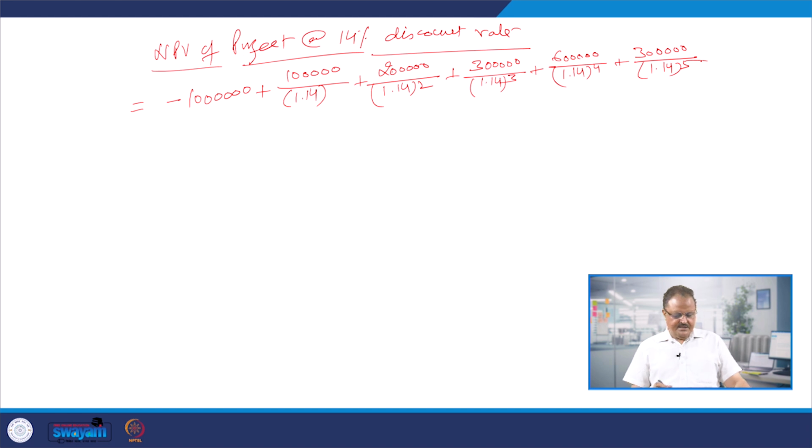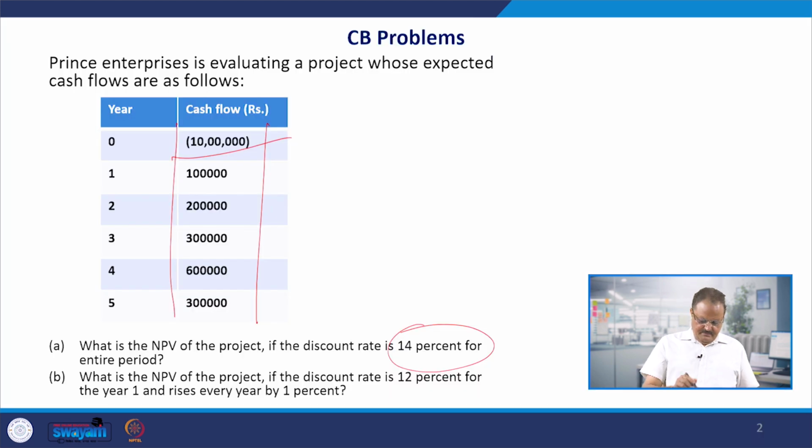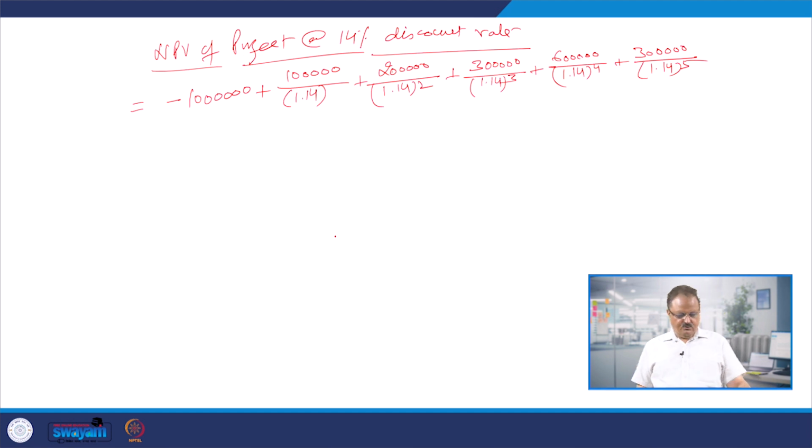So you are given all these cash inflows: 1 lakh, 2 lakh, 3 lakh, 6 lakhs and 3 lakhs again. So we are going to discount these. The outflow is not to be discounted, because the 1 million or 10 lakh rupees of investment is required in the zero period, in the current period.